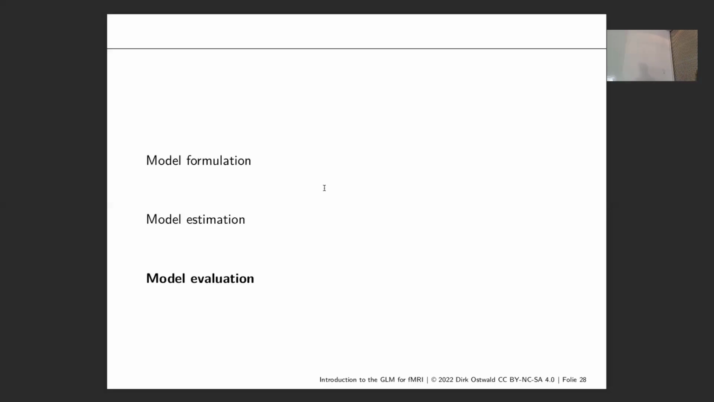Now, that's just parameter estimation. And of course, one is interested in these parameters. Tomorrow we will see as the first thing in the morning that the sensitivity of a voxel to a specific experimental condition corresponds to its beta parameters. And yeah, in general, that's all one needs.